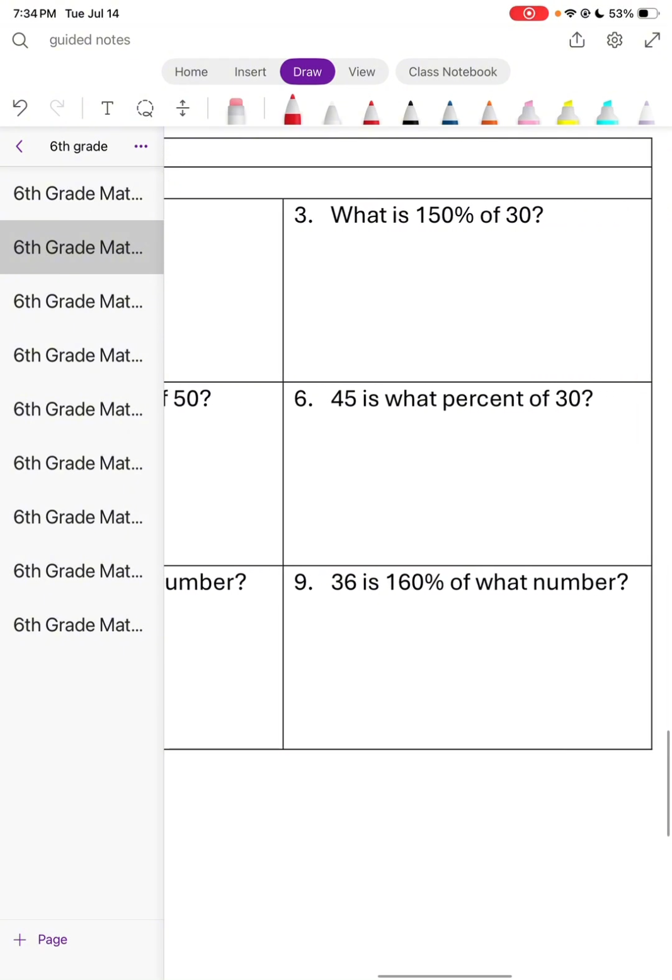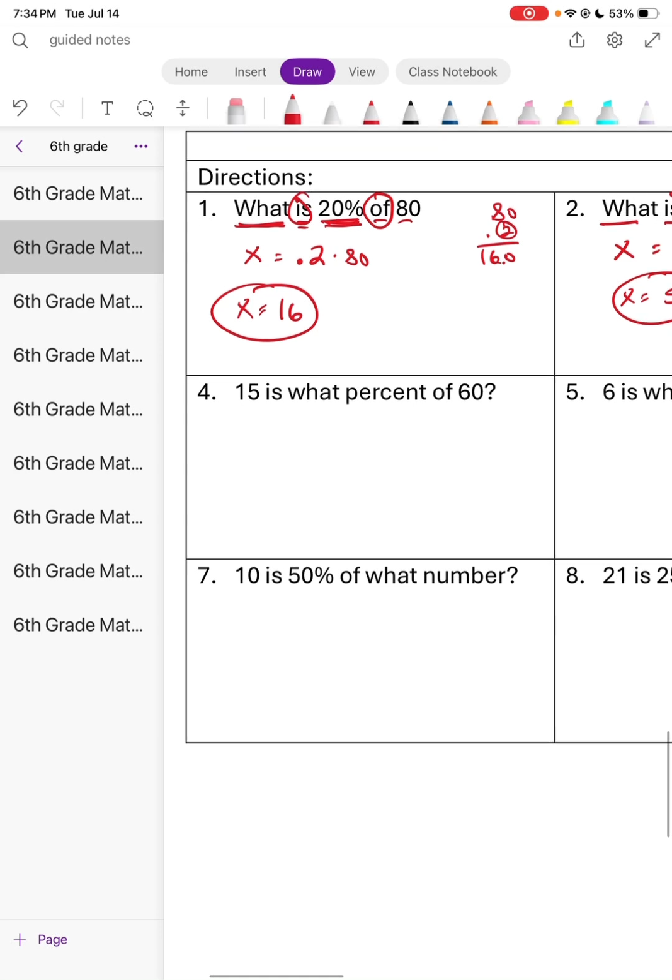So if I ask you to find 150% of 30, now 100% of 30 is 30, so it's got to be bigger than that. So all we're doing, X is, we're going to turn that into decimal form, which is 1.5. We're going to multiply it by 30. We get an answer of 45.